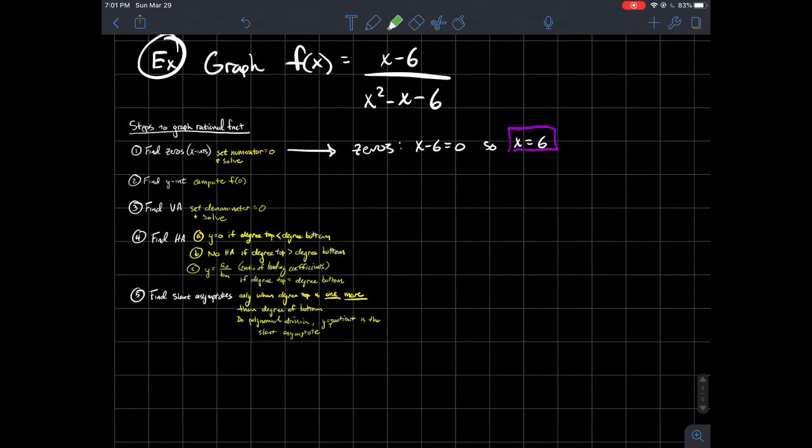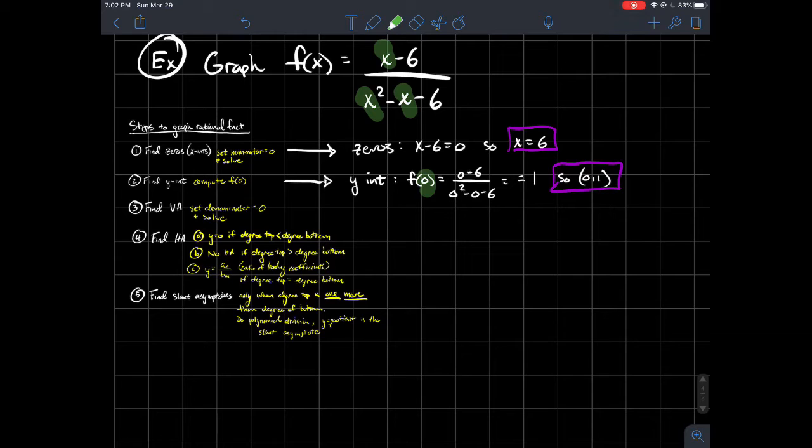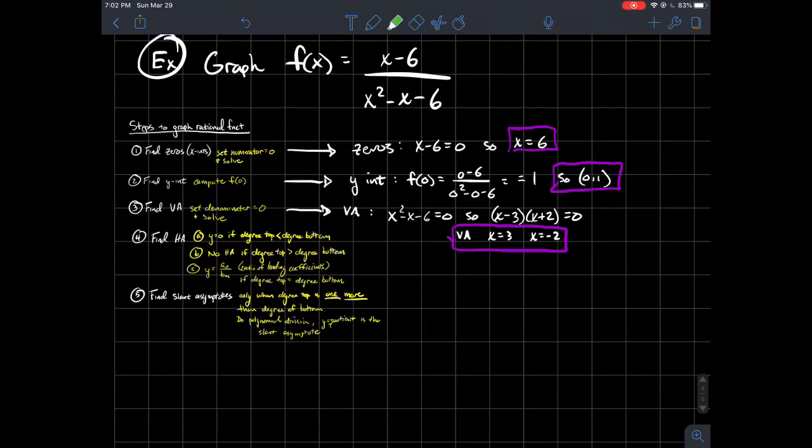The next thing that you do is find the y-intercept. And remember, that's when you plug in 0 for x. So we're going to put a 0 for all the x's I see. You should get minus 6 over minus 6, so 1. So the y-intercept then is the point (0, 1). The next thing you might do is find the vertical asymptotes. That's number 3. And so to do that, remember, that's when you set the denominator equal to 0. So we're going to set x squared minus x minus 6 equal to 0.